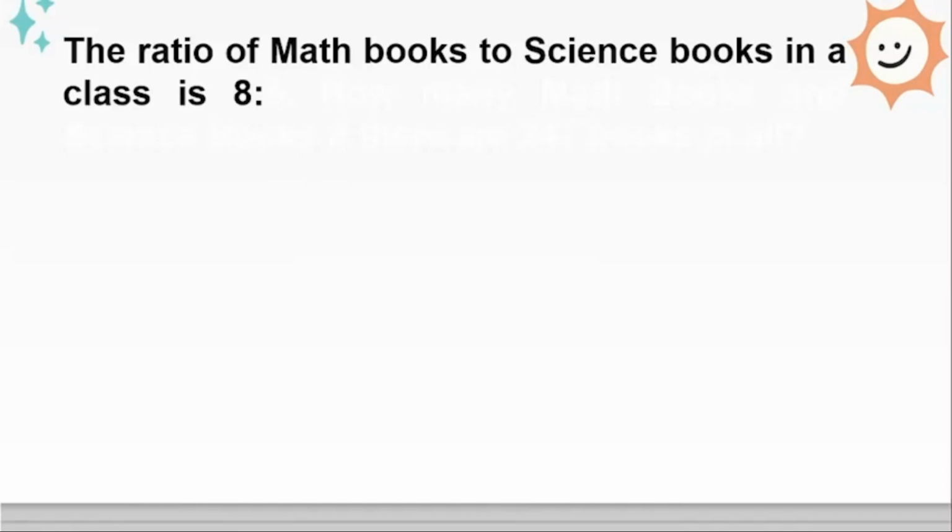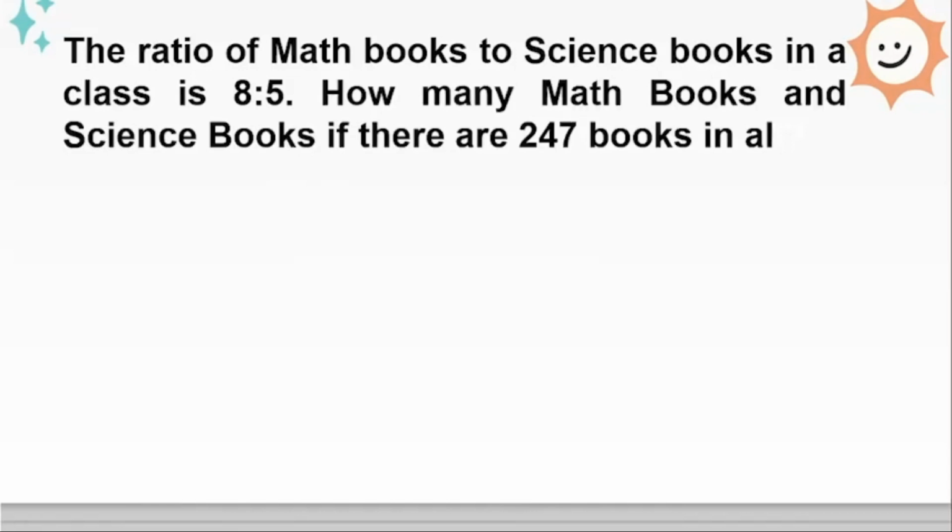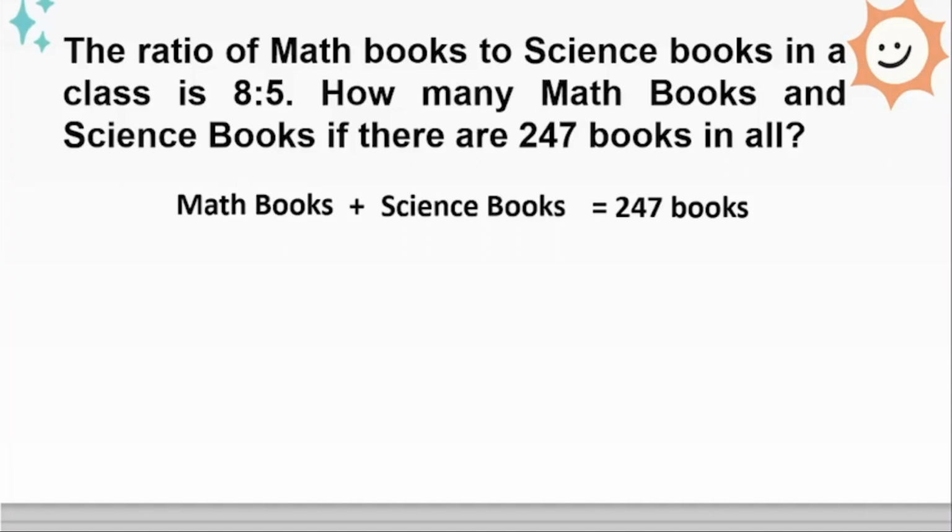The ratio of math books to science books in a class is 8 to 5. How many math books and science books are there if there are 247 books in all? So we cannot easily identify them because they are not proportionally related, right? Because it is 8 to 5. We will now find how many math books and science books there are if there are 247 books in all. So we will be comparing math books to science books. If we add the math books to the science books, math books plus science books is equal to 247 books.